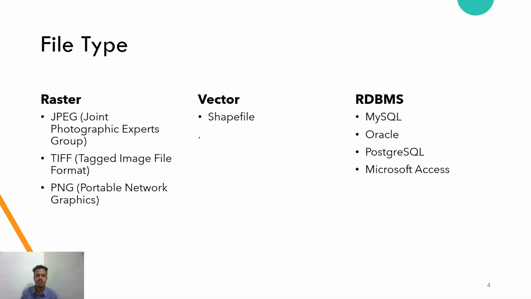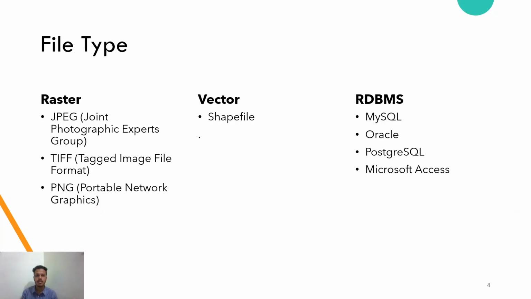Now let's talk about file types. A raster file is an image file, also known as pixels, and each pixel is associated with a number specifying a color which the pixel should be displayed in. PNG and JPEG are great examples of raster data.